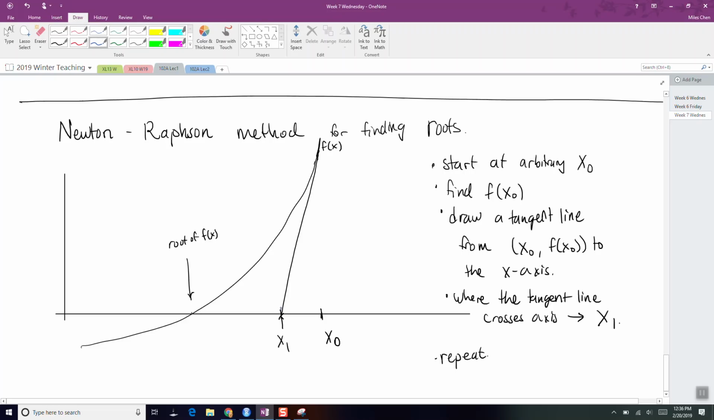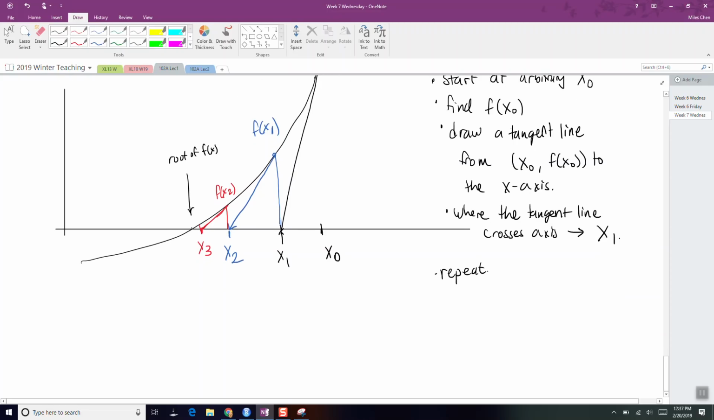The next iteration, we start here, and we go up to f of x1. I draw a tangent line here, and this will become x2. Then I repeat: this is f of x2, and I draw a tangent line here. We get closer and closer to the root, and so on and so forth. Does that make sense? That is the Newton-Raphson method.